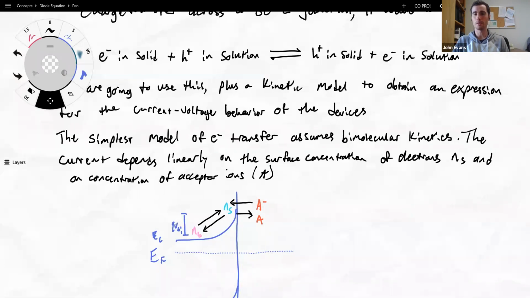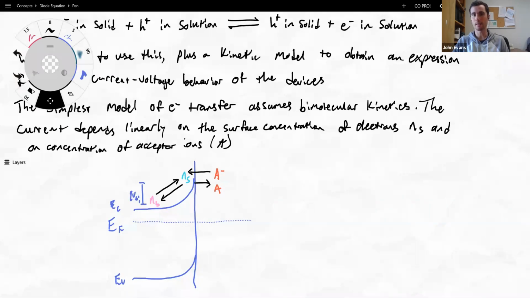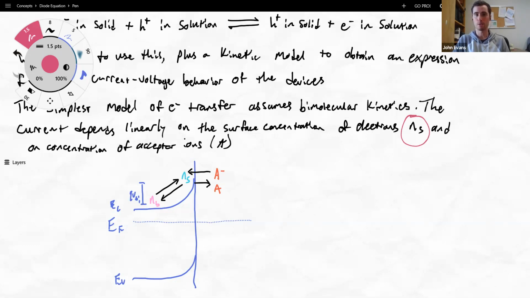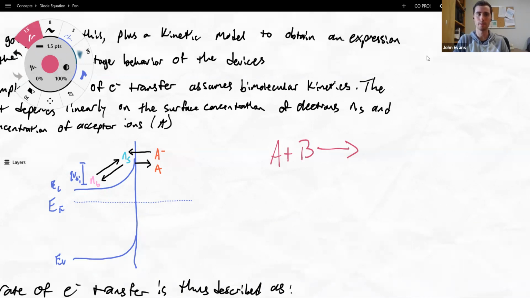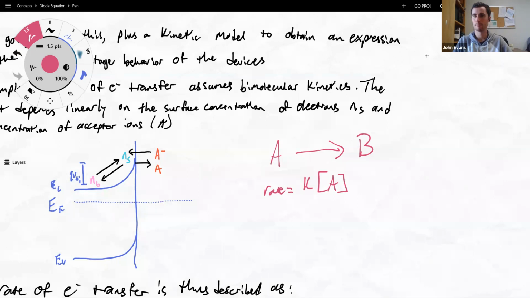So the simplest model for the electron transfer is going to assume bimolecular kinetics and a simple first order reaction, where the current is going to depend linearly on the concentration of electrons, specifically the surface concentration of electrons, N sub S, which we talked about last time, and on the concentration of acceptor ions, which I'm going to call A. Now, just like in a normal chemical reaction, this is like saying A is going to react and turn into B. So the forward rate constant, if we assume a simple first order dependence, is just going to be the rate equal to some rate constant K times the concentration of A. Right? Very easy.